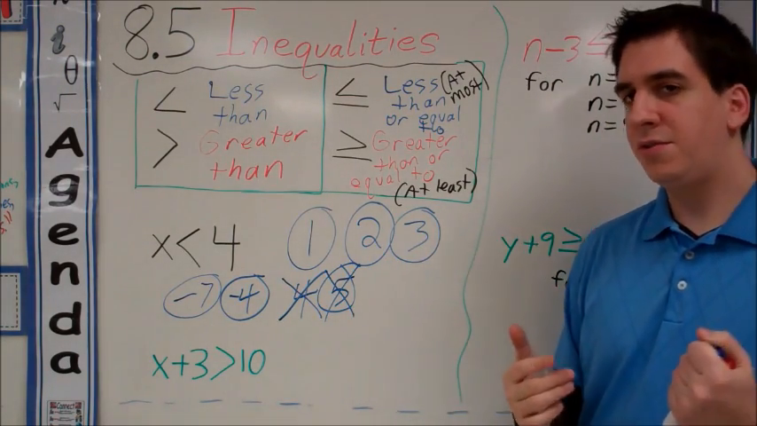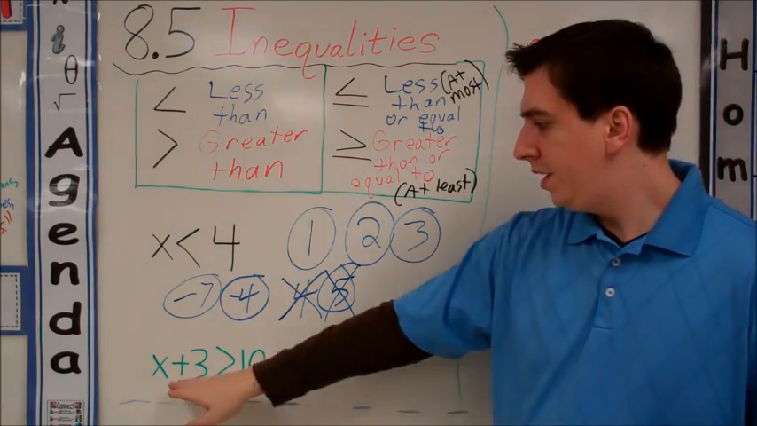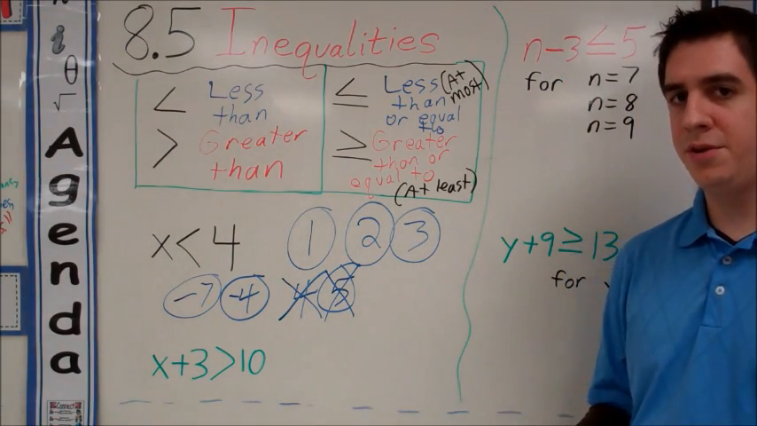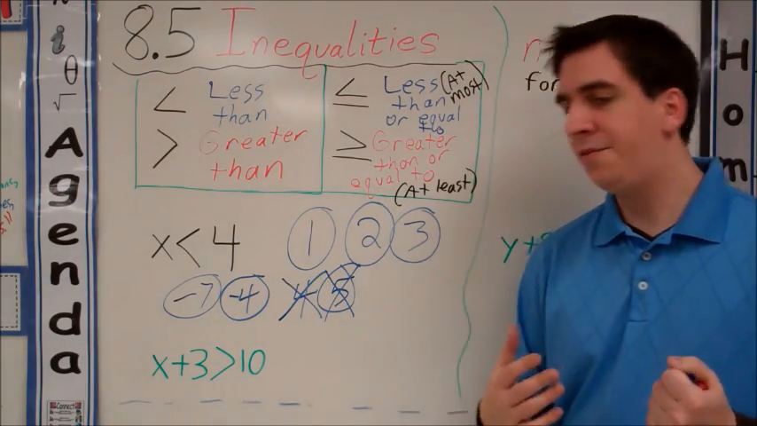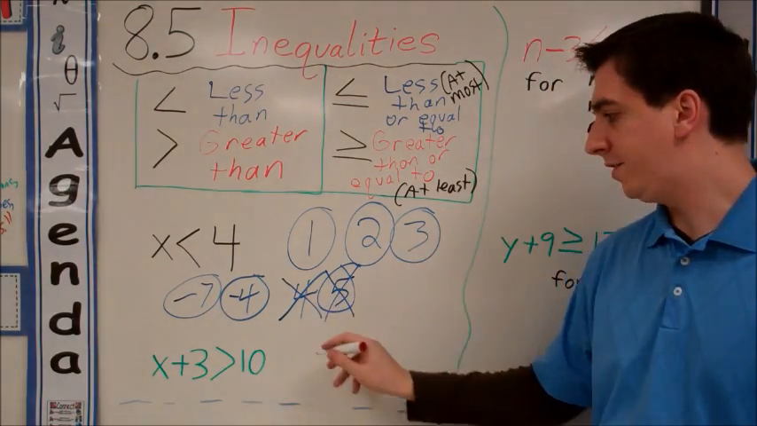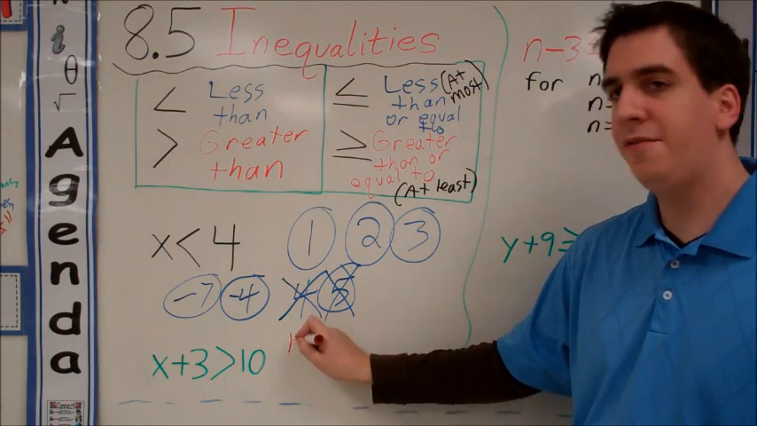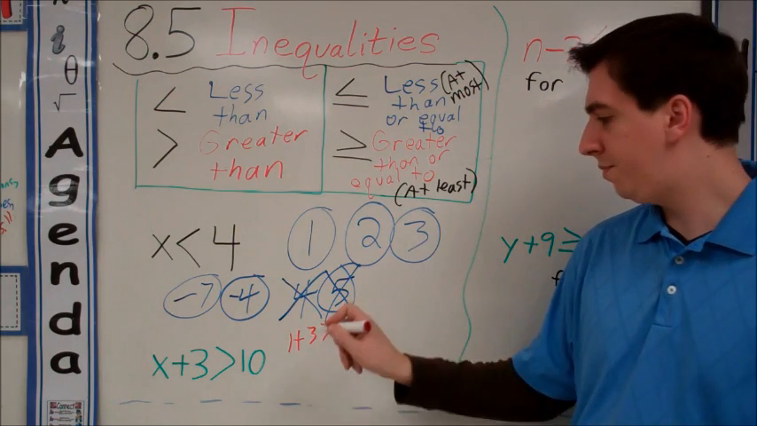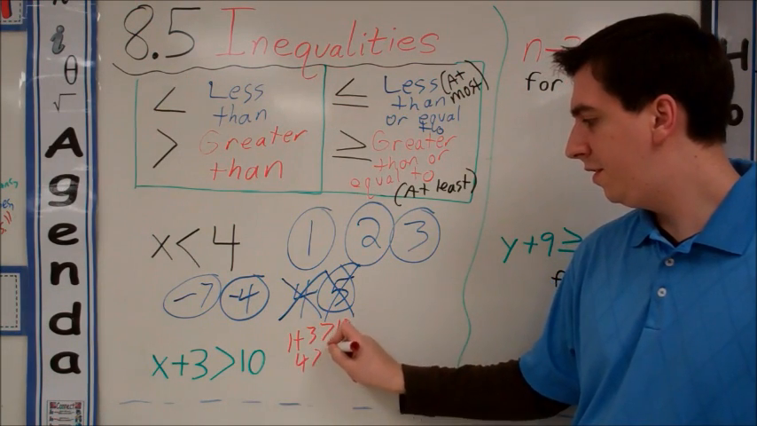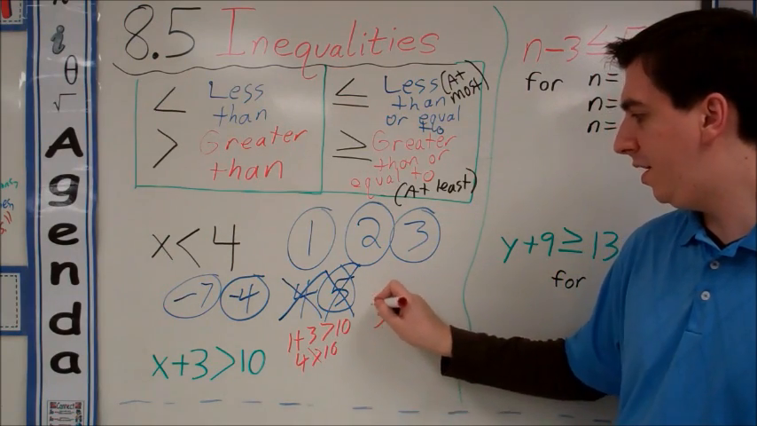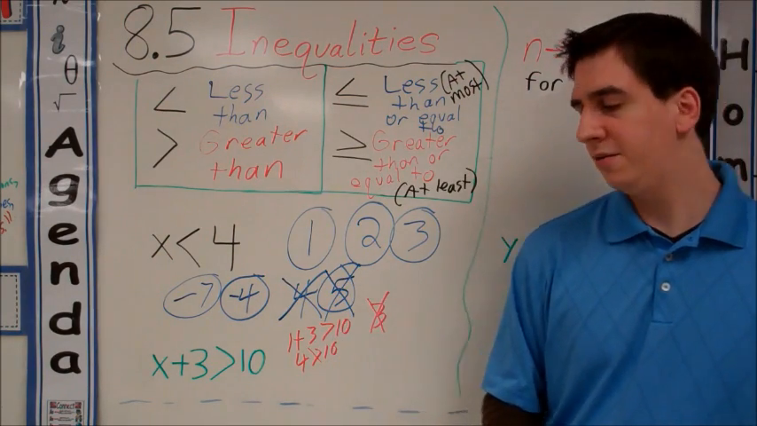Sometimes we might have some sort of equation in the inequality too. Here we have x plus 3 is greater than 10. Think of some numbers, we can do this mentally, that might work for this. How about, let's plug in 1 for x. Let's set x equal 1. So now we're going to have 1 plus 3. Is that greater than 10? 1 plus 3 is 4. 4 is not greater than 10. So we know that 1 does not work here.